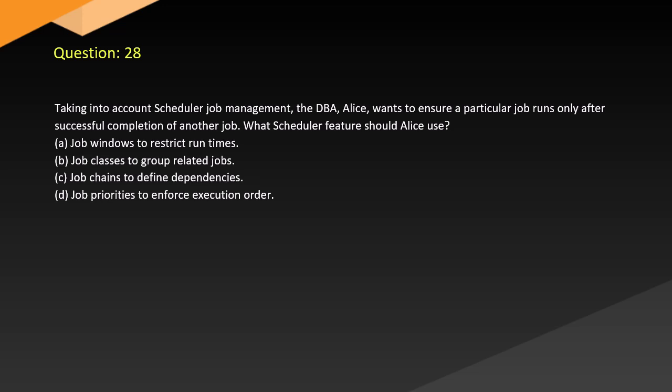Question 28. Taking into account scheduler job management, the DBA Alice wants to ensure a particular job runs only after successful completion of another job. What scheduler feature should Alice use? A. Job windows to restrict run times. B. Job classes to group related jobs. C. Job chains to define dependencies. D. Job priorities to enforce execution order.